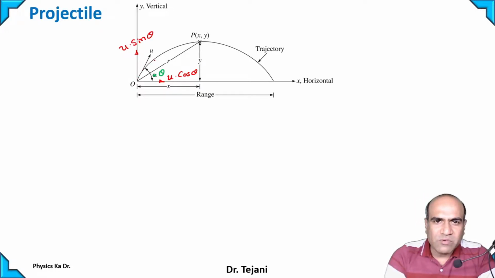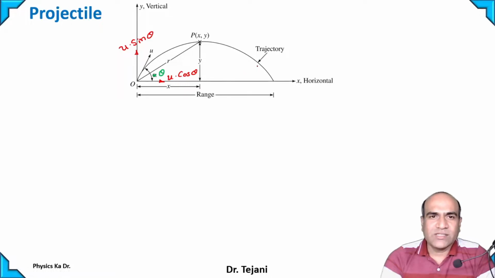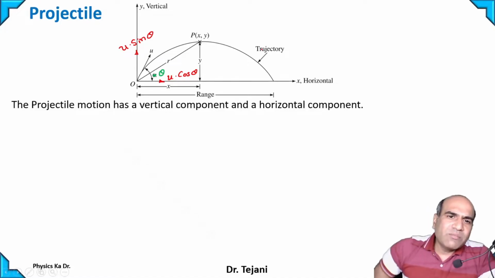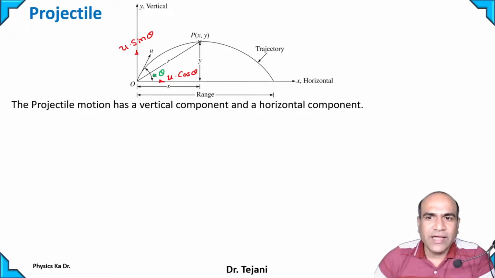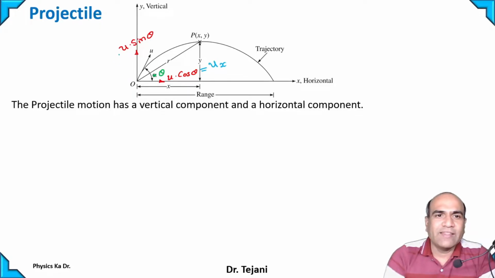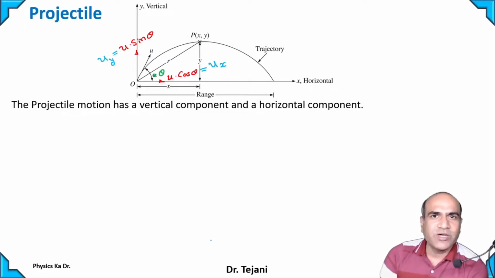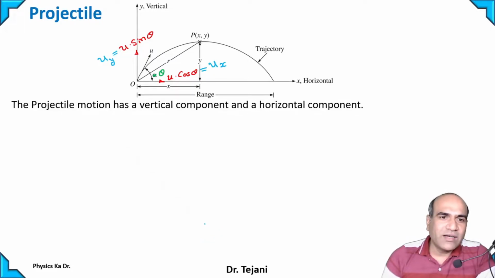So this object moves along the x and y directions, and we will understand what the trajectory, range, and height are. Just wait. Here the projectile motion has a vertical component and a horizontal component, so we take these two components. Let's call the horizontal component ux and the vertical component uy. Throughout this chapter, we will consider ux as the horizontal component and uy as the vertical component.